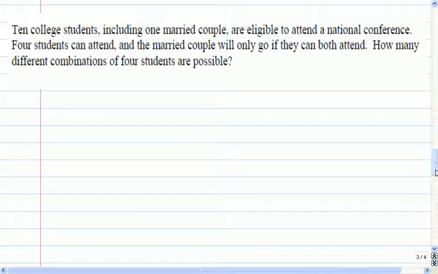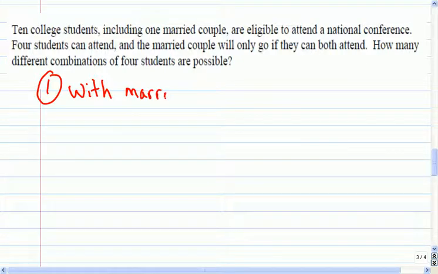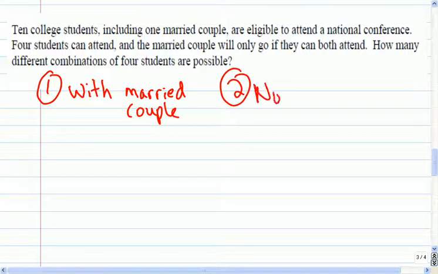So wouldn't it be easier if we thought about this problem in 2 possibilities? Number 1, it's with the married couple. If you're in scenario number 1, it must be with the married couple going. Otherwise, you're in scenario number 2, when there is no married couple. Because now I don't have to decide whether or not the married couple goes. In one scenario the married couple must be there. In the other scenario there will be no married couple. There's no overlap here, right? Because if the married couple isn't a part of scenario number 2, then whatever group I've chosen can't be the same group as the other one, because it doesn't include the married couple.